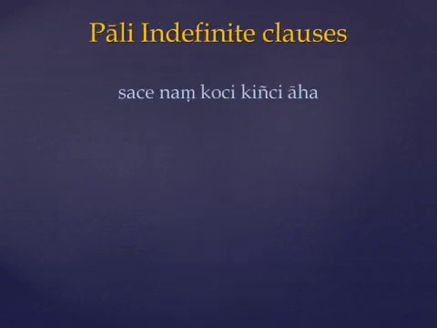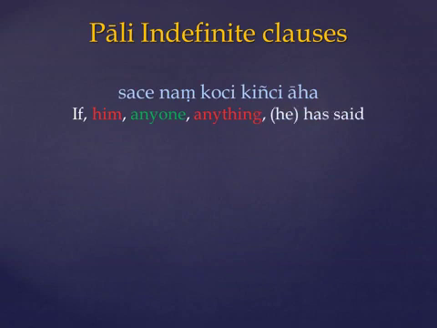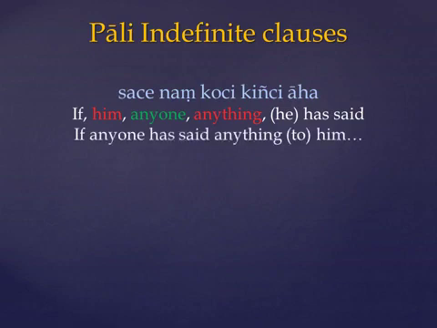Sarchenang, kochi, kinchi, aha. Word for word this translates as: if, him, anyone, anything, he said. Now verbs which are about telling and saying often take two objects in the accusative. So we can see that kochi, being in the nominative case, is the subject, and nang and kinchi are both accusative and will form the objects of the verb. So from this we can work out the sentence as: if anyone has said anything to him.